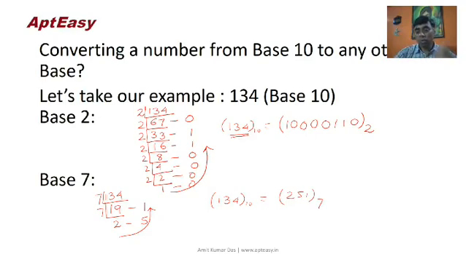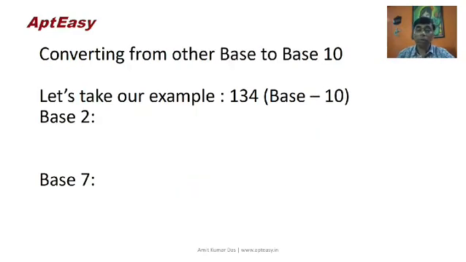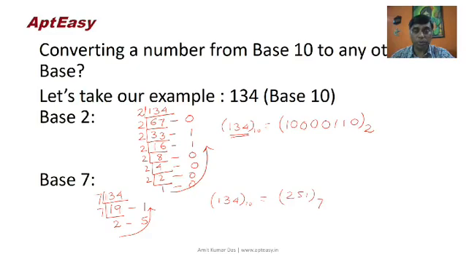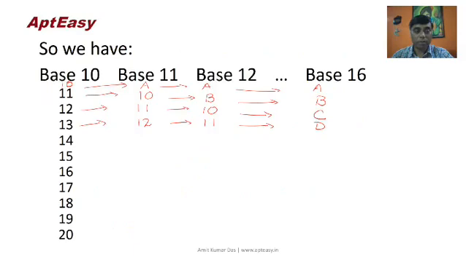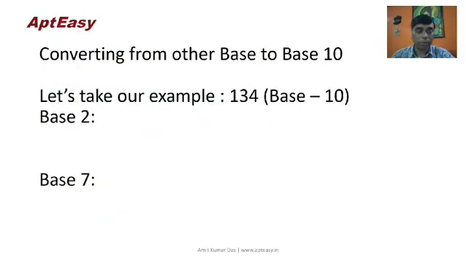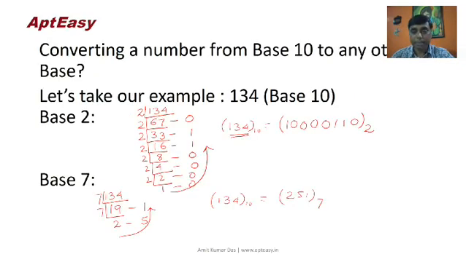Now this is the one side. Now the other way, if you have some base other than decimal and you need to convert it back to decimal, then we can do the reverse. In this case, suppose we had base 2, this is 1 followed by 4 zeros, 110, right? So 1 followed by 4 zeros and then 110.